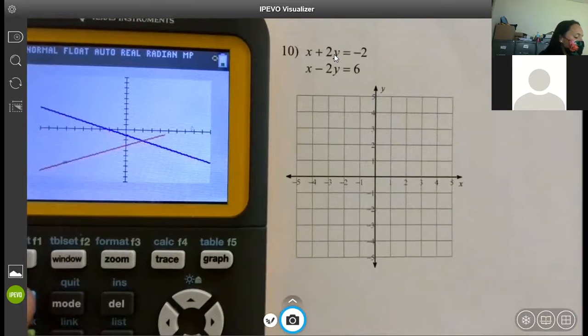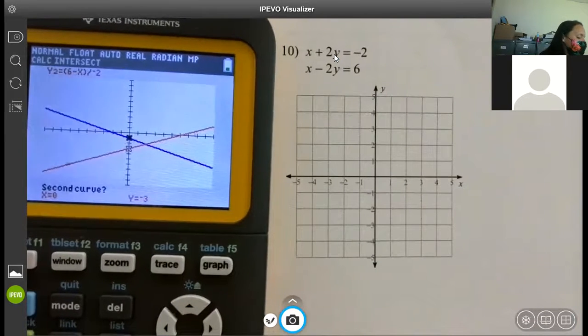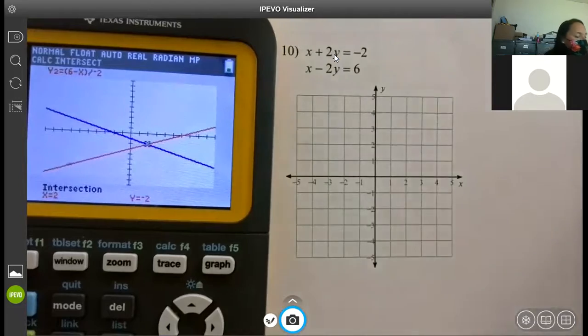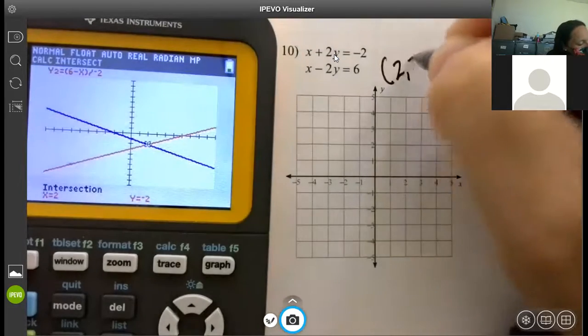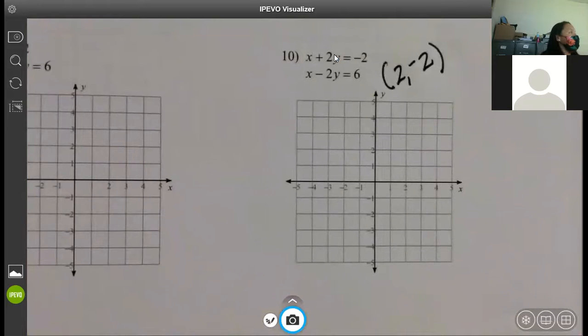Does it? Yes. So to find it, second trace intersect, enter, enter, enter. What did I get? 2, -2. Guys, that's literally all you have to do. 2, -2. All right.